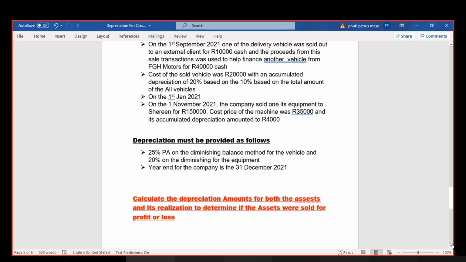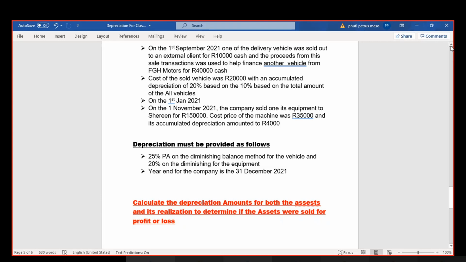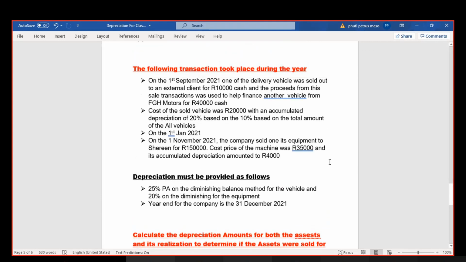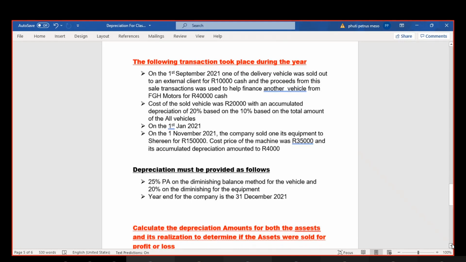Let's look at what is required. Calculate the depreciation amount for both the assets and the realization to determine if the asset was sold for profit or loss. So the same required part is actually given with a different approach with regards to the questions. Right, so let's unmute yourself and we work on this together.